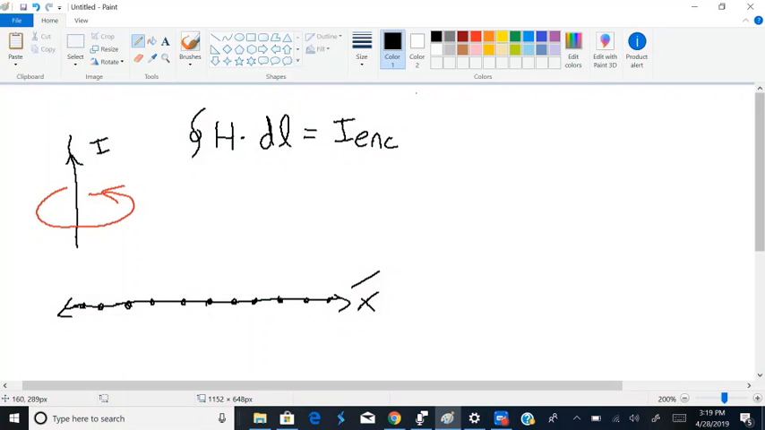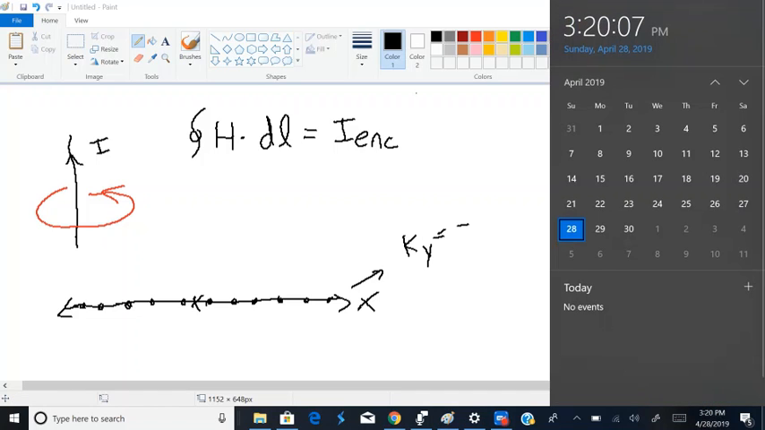Let's say it's K y is equal to negative. It has to be negative because the positive y direction is into the page, and these are all coming out. So this would be like negative y, whatever. Let's just say y. It's just some definition.